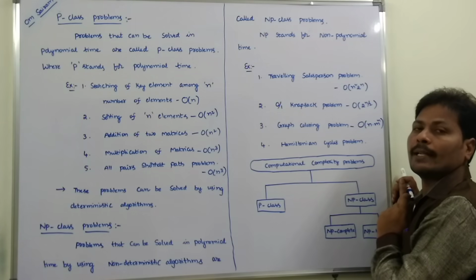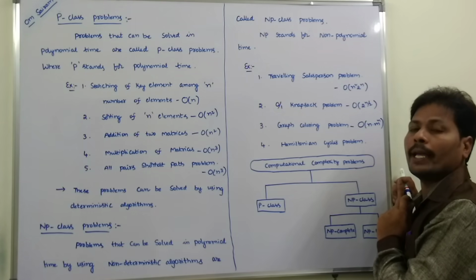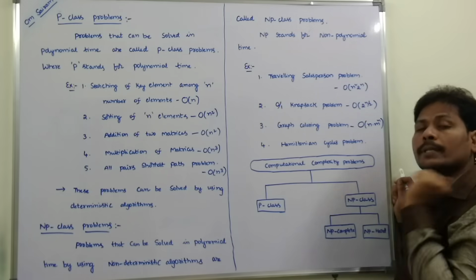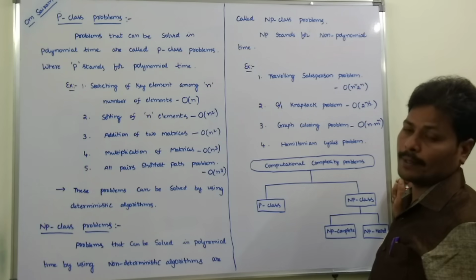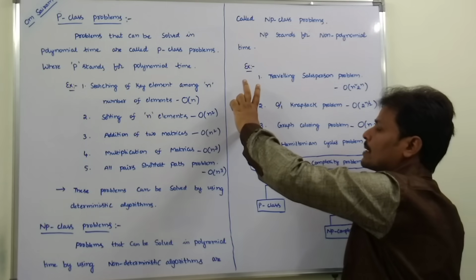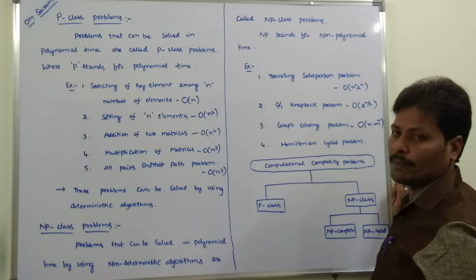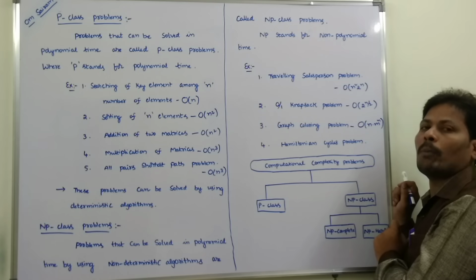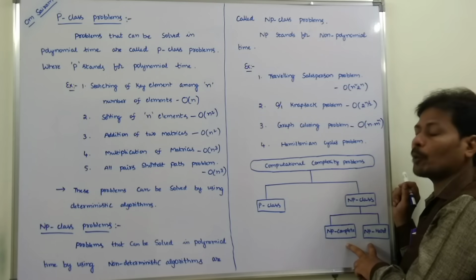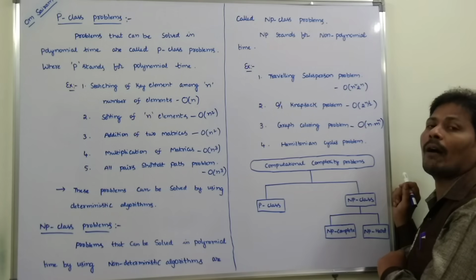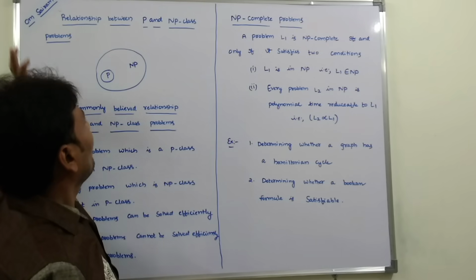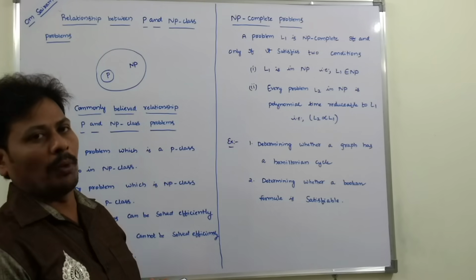NP class problems are nothing but problems that can be solved in polynomial time by using non-deterministic algorithms. So these problems come under NP class problems. These are the examples for NP class problems. Again, these NP class problems are classified into two categories: first NP complete problems and second NP hard problems.